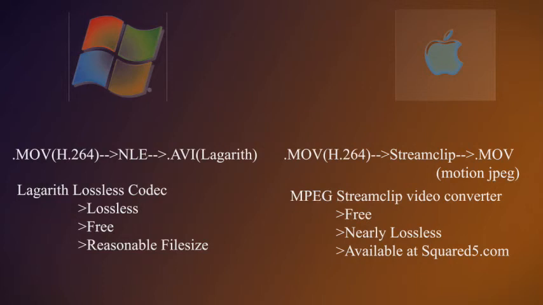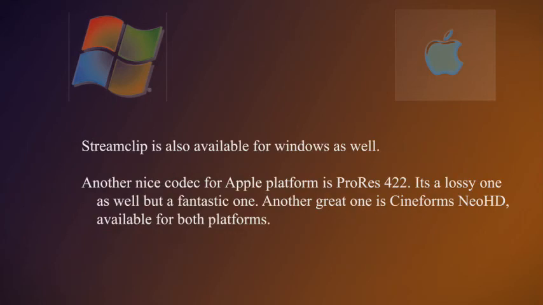But if you keep the doctor away by eating an apple every day, then you might like a free video converter called MPEG Streamclip, available at squareroot5.com. What it does is it converts all your .mov files which are encoded using H.264 codec to another MOV format using Motion JPEG. Now .mov files encoded with Motion JPEG are very editing friendly, so you guys can download it for free and get yourself started. Streamclip is also available for Windows platform, and you can give it a try if you like.